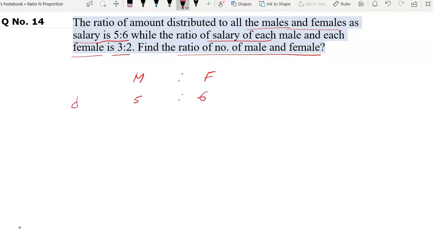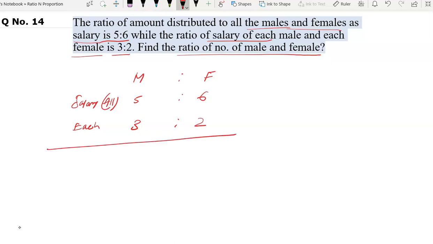This is the salary of all, and the ratio of salary of each male and each female is 3:2. So each will be how much? 3:2.